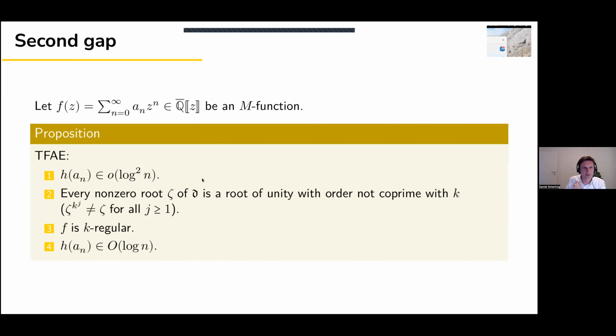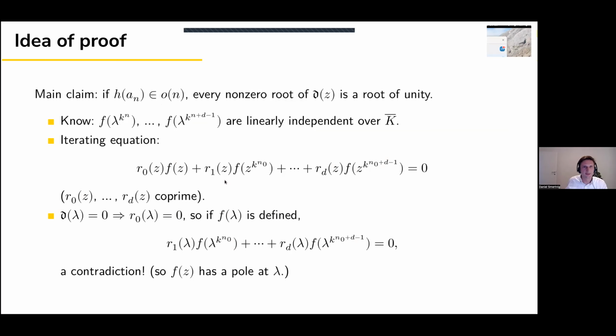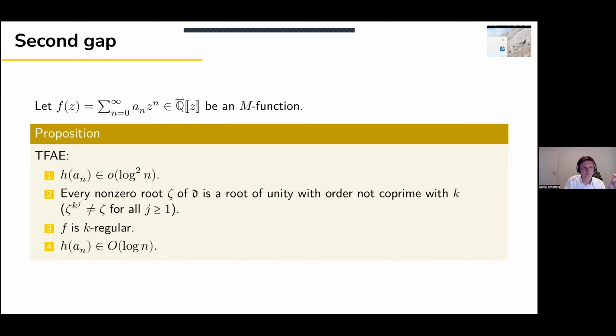But this is a contradiction to this fact that these values here are actually linearly independent. And so this contradiction implies that f of z has a pole at lambda. And then in turn that it's impossible that there's a non-zero root of this Mahler denominator which is not a root of unity. So this is the key idea for the first gap. And here we really use the transcendence result.